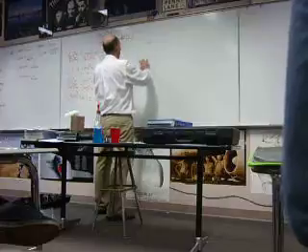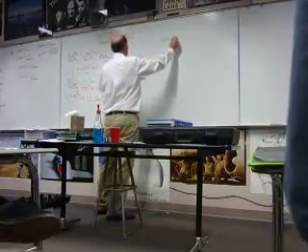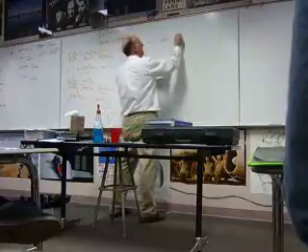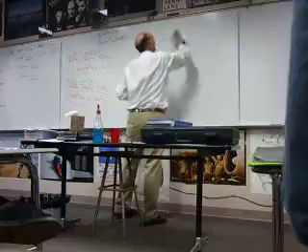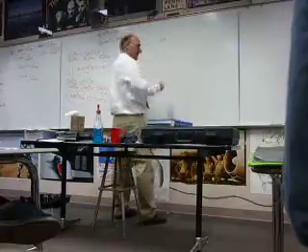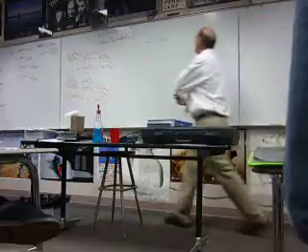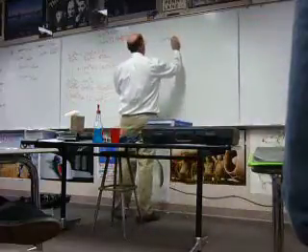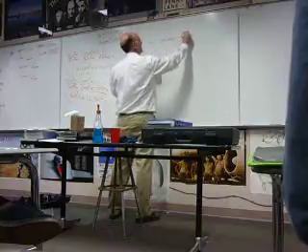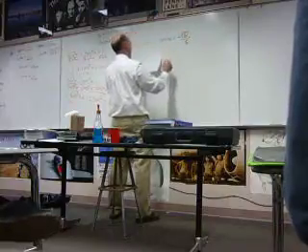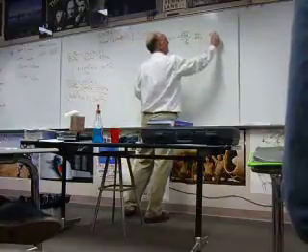Okay, 36 looks like this. If the secant of theta is equal to negative square root of 61 over 5, and we're in quadrant 2, we want to find sine theta.